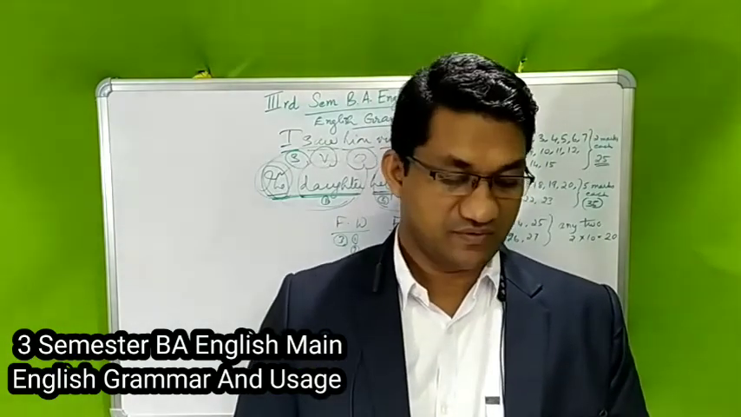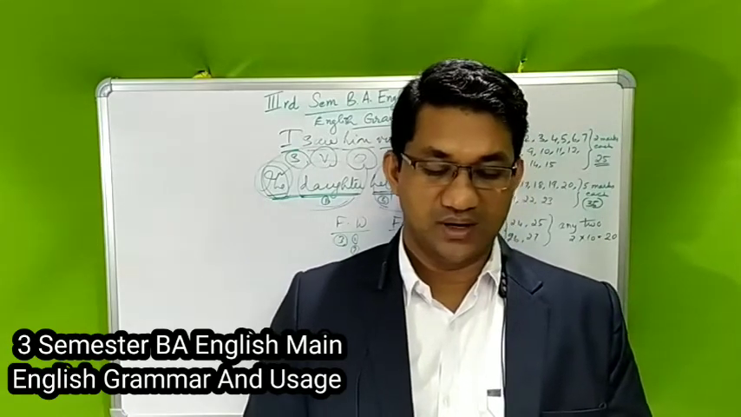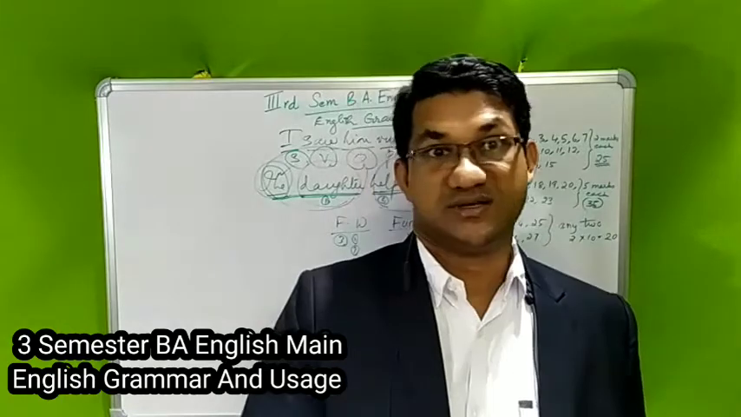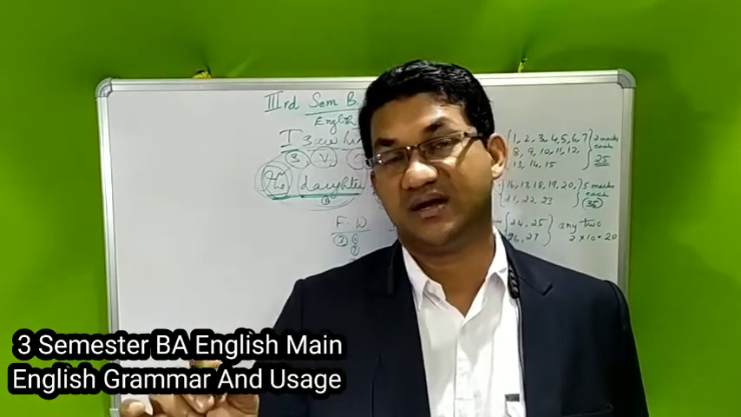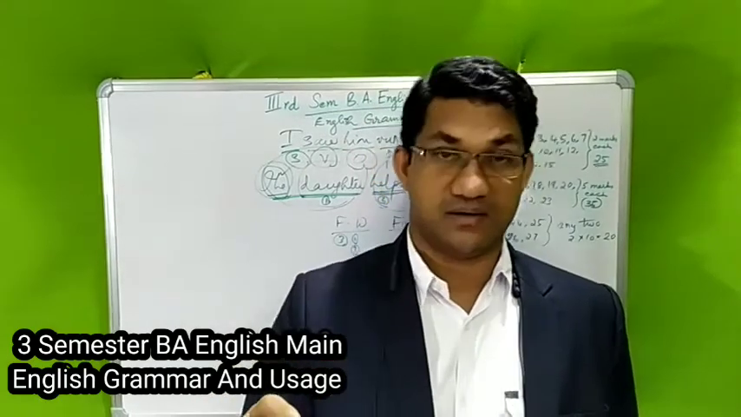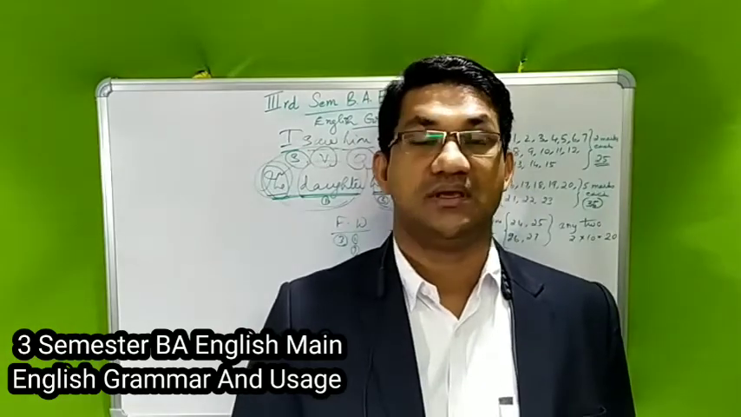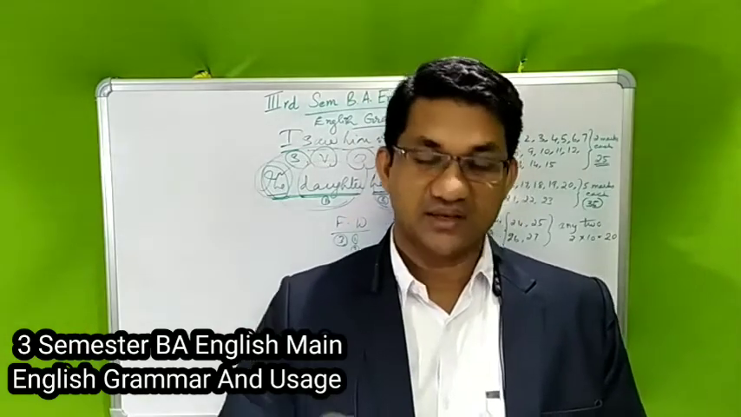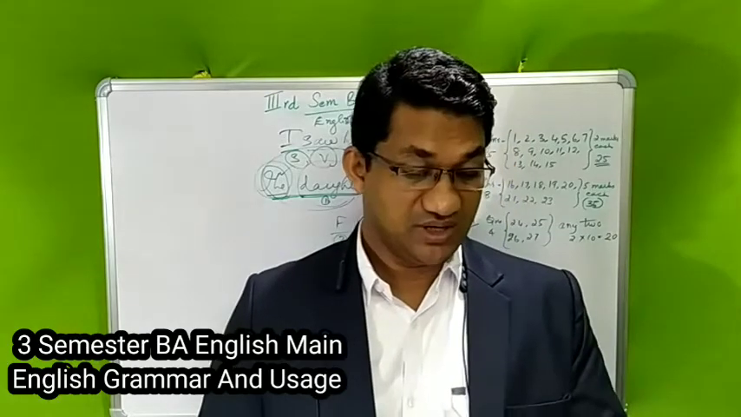Question number 12. Give two antonyms for the word defeated. Two opposites for the word defeated: succeeded and won. Defeated is past, so the antonym can also be in the past tense, and we say succeeded and won. Now the next question, the 13th question.